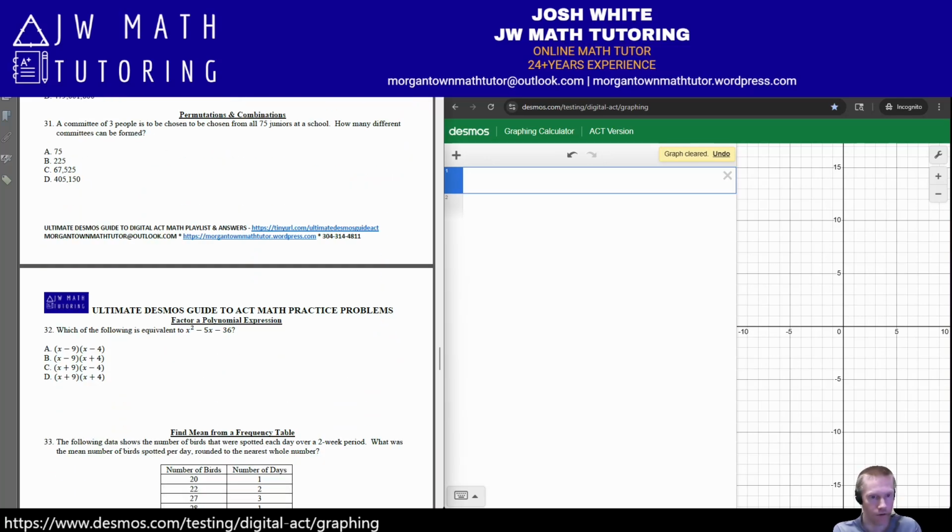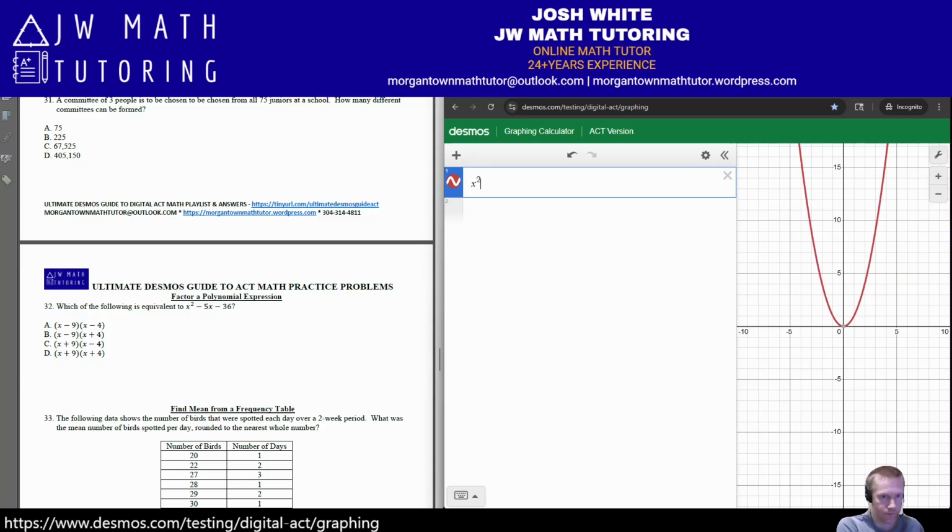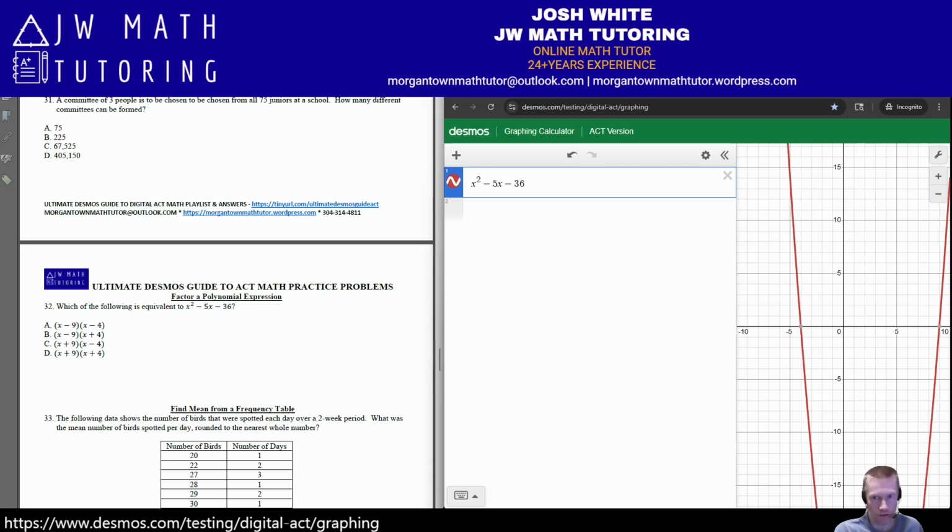All right, so now just look at a basic example. And again, most of you looking at this can just factor this in your head. You don't need to use Desmos to do this, but this is just to demonstrate the technique and how you could use it if you needed to use it on a more advanced or more difficult problem. So what you would do is x squared minus 5x minus 36.